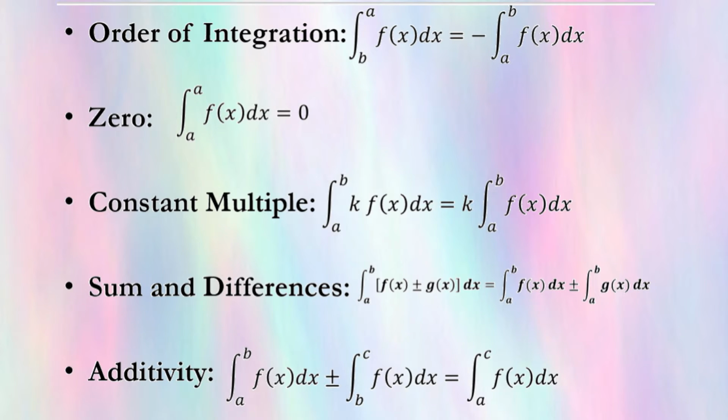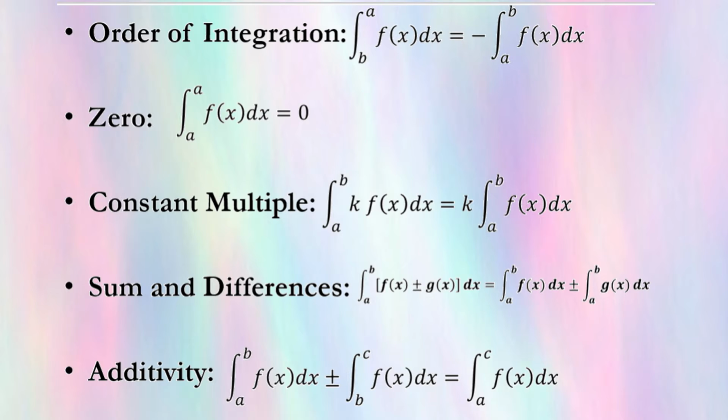There are other rules that we need to follow: the order of integration, the zero, the constant multiple, sums and differences, and additivity. For the order of integration, if your b comes first before your a, it is expected that the result will be negative. For zero, if your lower limit and the upper limit are the same, then it is always equal to 0.